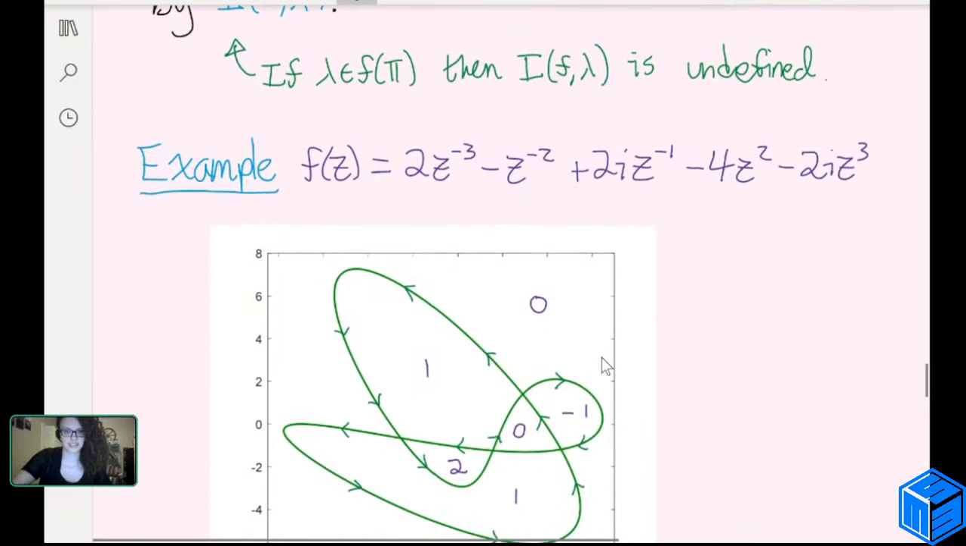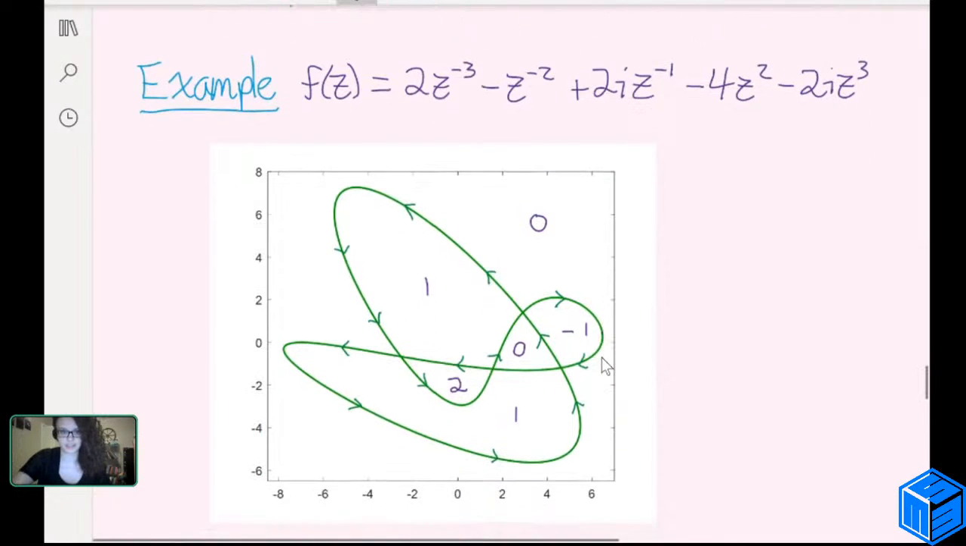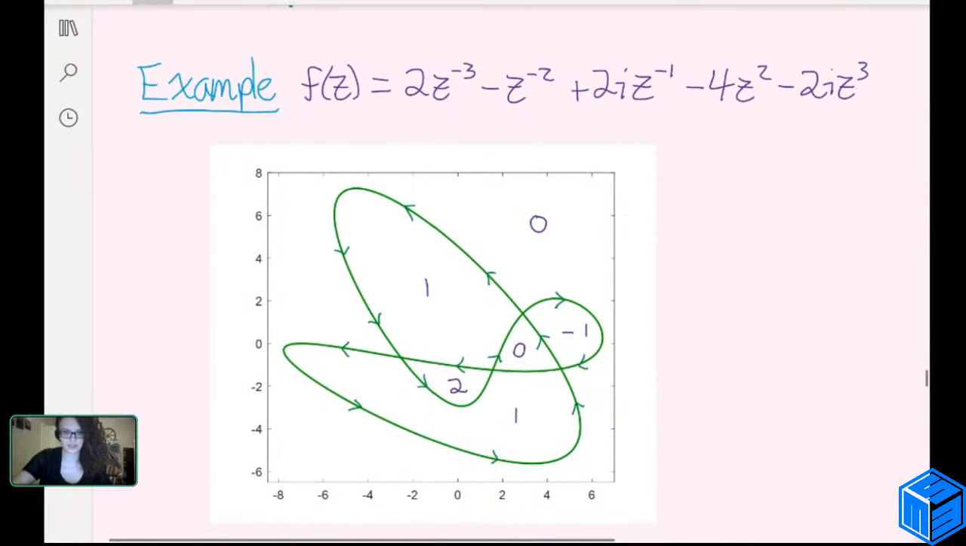So let's look at an example of the winding number. Here's our curve that I was talking about earlier. We have a few different regions. If we look at this region here, if we trace along the curve, we see that it wraps around any of these points in this area once.